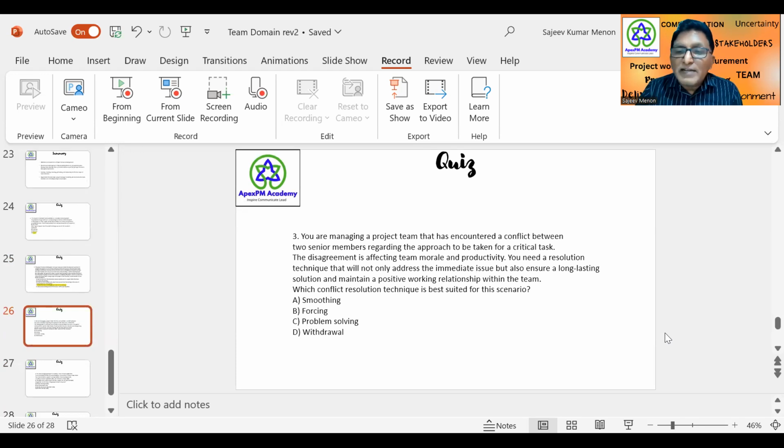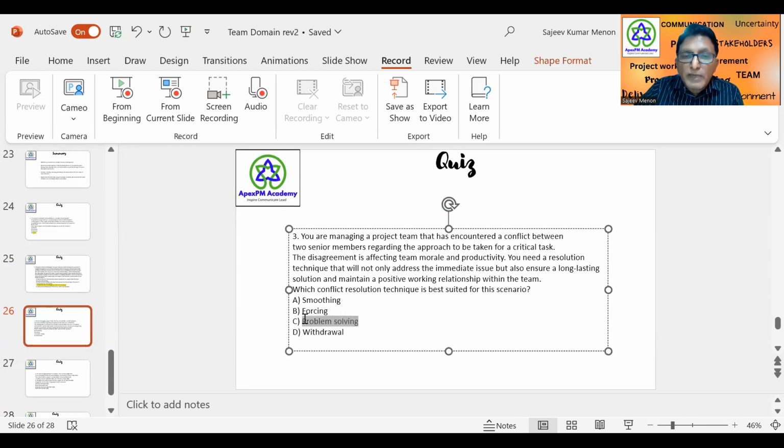Now, in this question, we are looking for a long-lasting solution for a conflict. So, smoothing is a temporary solution. So, A is ruled out. B, forcing is like directing and trying to order the solution, trying to get a quick solution. So, that is also ruled out. D is withdrawal. This is avoiding the conflict. So it is not a solution. So which is the best and long-lasting solution? That is choice C, which is problem solving.